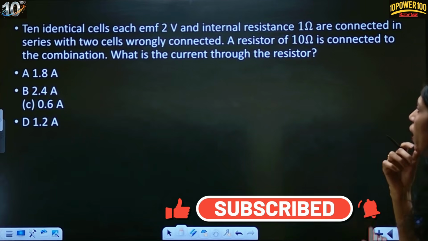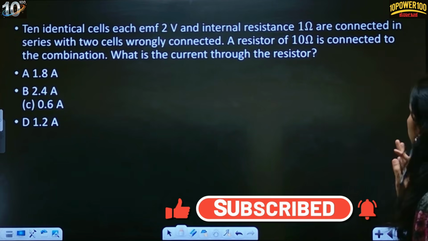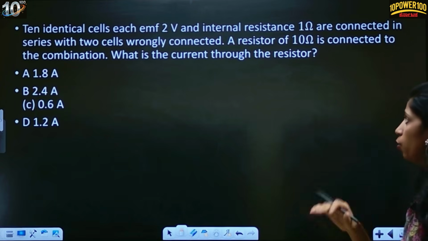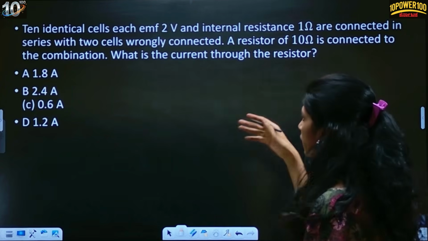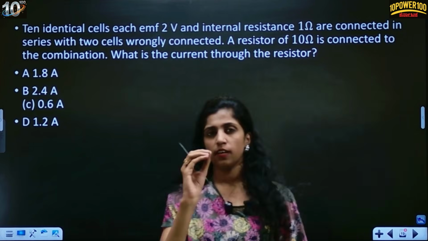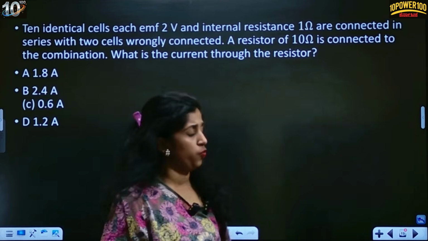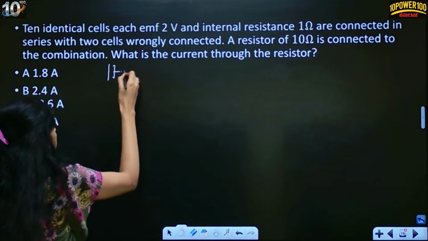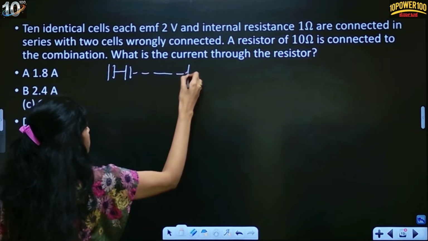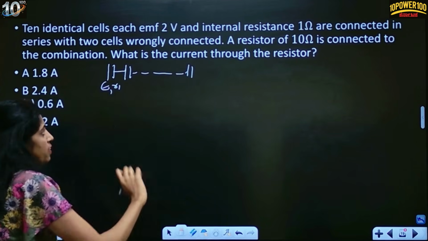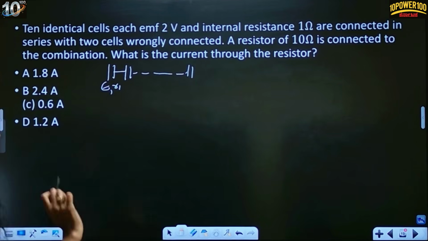Now two identical cells, each of EMF 2 volt and internal resistance 1 ohm, are connected in series with two cells wrongly connected. And a resistor of 10 ohm is connected to the combination. What's the current through the resistor? I have a shortcut method over here. In total, how many cells do you have? You have totally 10 cells, guys. Each cell has EMF E1 and internal resistance R1. In all, 8 cells are connected perfectly.